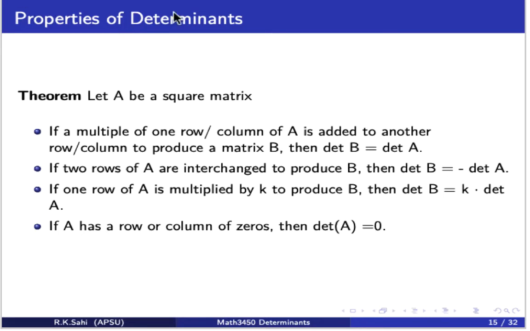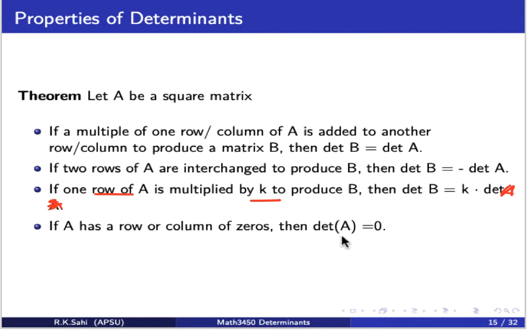If one row of A is multiplied by K to produce the new matrix B, then the determinant of this new matrix B is K times the determinant of A. Much better to have it here than here. Now, if you have a matrix A which has either a row or column of zeros, then the determinant of A is already going to be 0.